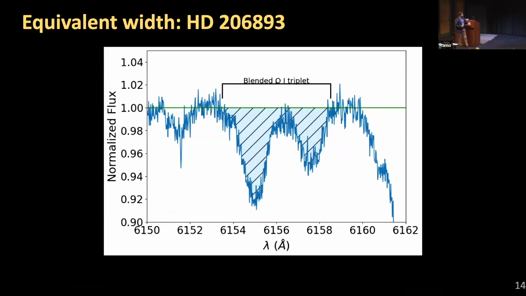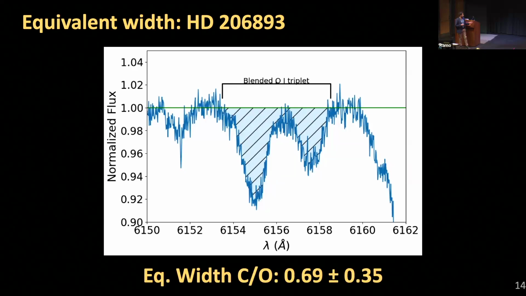The other method was using the equivalent width, which I'm sure most of you are familiar with. You continuum normalize the spectrum and measure the area under the spectral line, which is effectively your equivalent width. Using the spectral analysis software MOOG, I converted the equivalent width to an equivalent abundance. I did this for carbon, oxygen, and a lot of other elements, and this gives us an equivalent width C/O of 0.69 for this star, which is solar within 1 sigma.